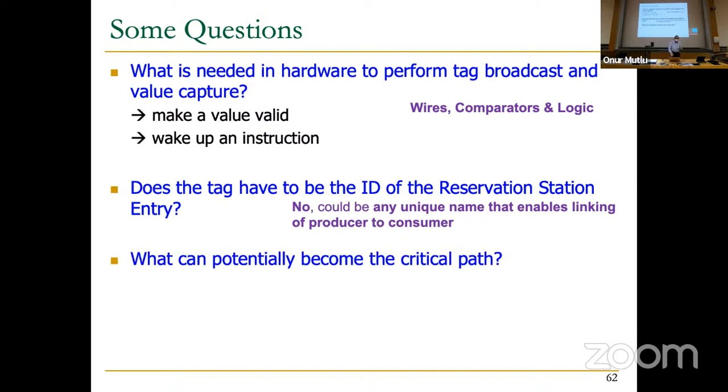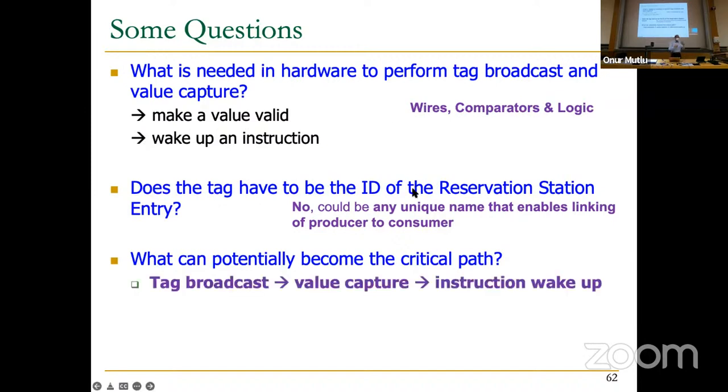So what can potentially become the critical path? I didn't discuss timing over here, but there are a lot of interesting timing issues. If you remember from the timing lecture, tag broadcast, you need to broadcast the tag. Dependent instructions need to capture the value and write the value into their registers. And then the instruction needs to wake up.